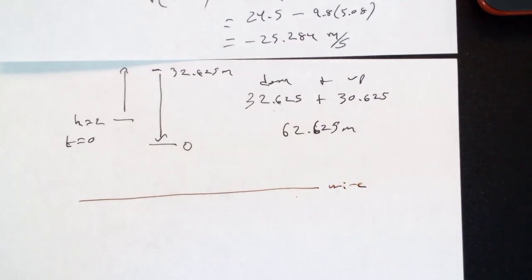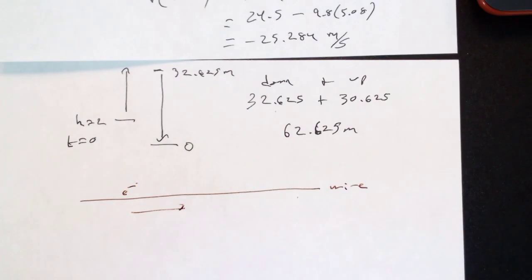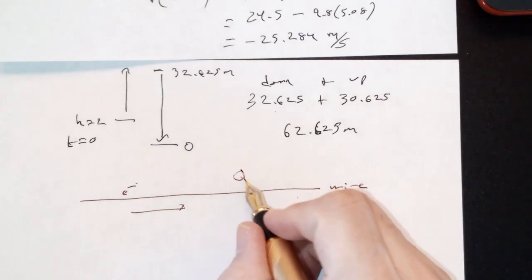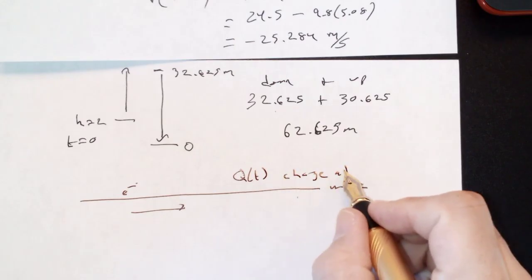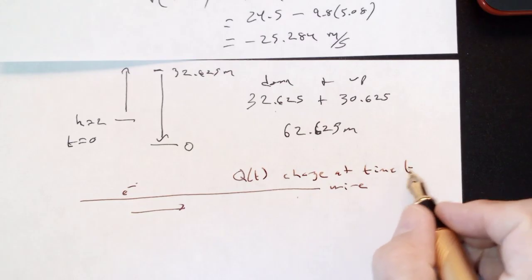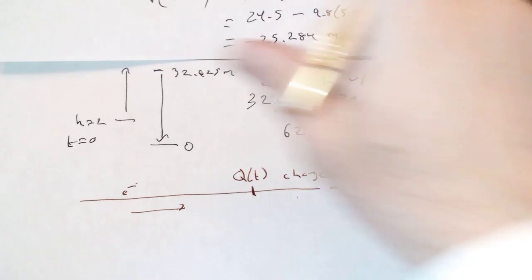Here's a piece of wire. If I hook this wire up to a wall socket or a lamp or something like that, I have electricity moving, right? The quantity of electricity on a spot in this wire, Q of T, charge at time T, right here at this little plate. I can measure that.